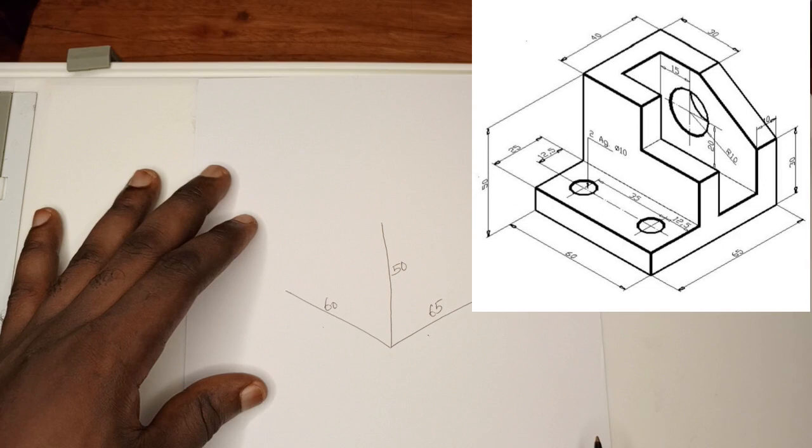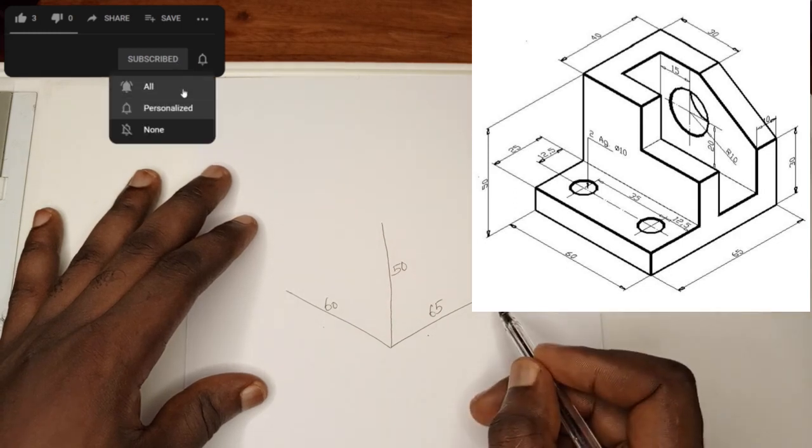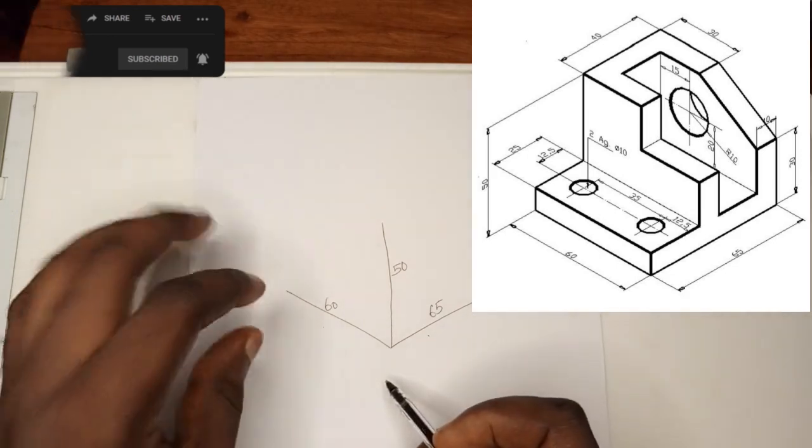Always make sure that the dimension you are taking is the only dimension. For example, you can take 50, but there is another dimension going vertically that you have not seen. If in case there is any, you will have to add that dimension to 50. But here, the height of our isometric drawing is 50. The right inclined line is 65 and the left is 60.